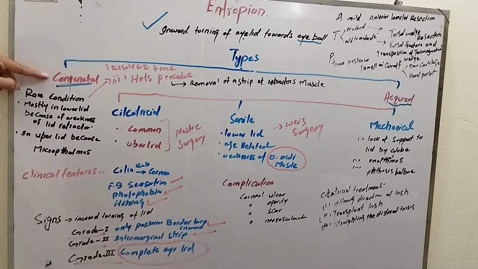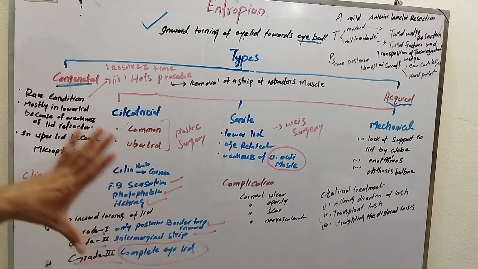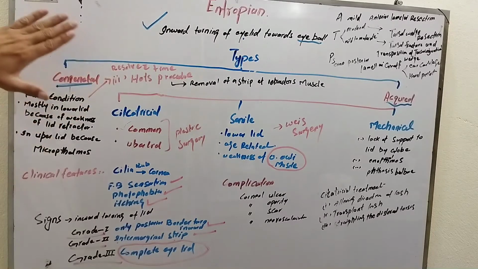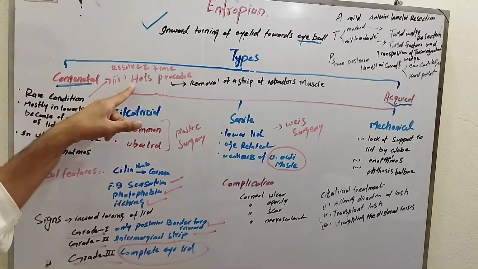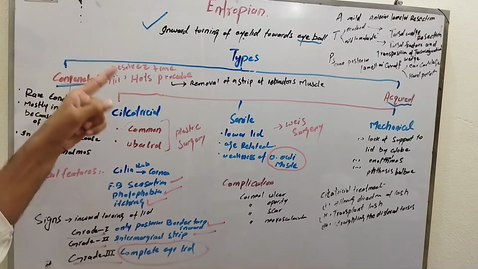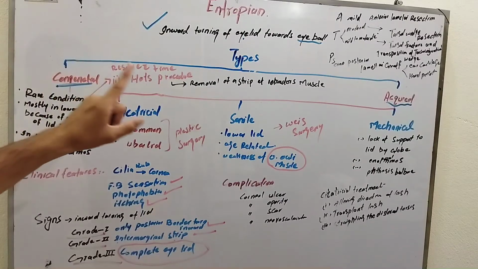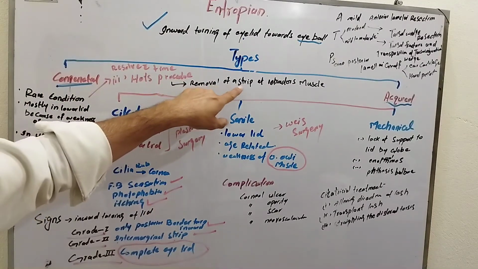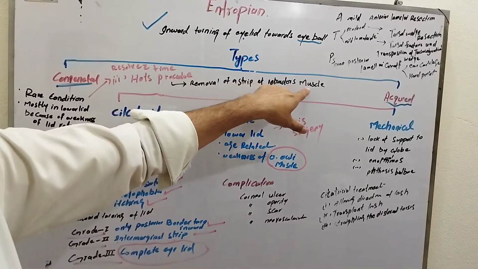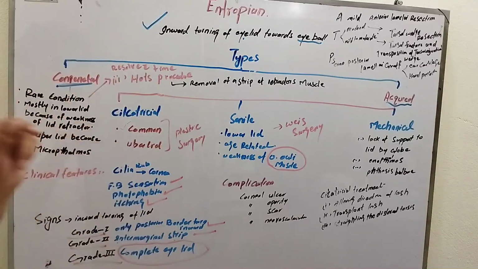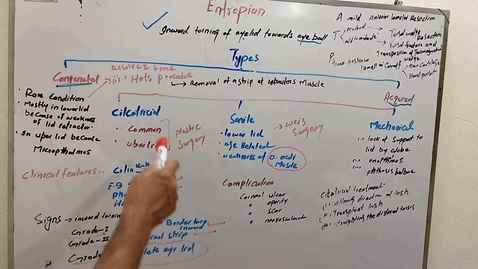First of all, I want to tell you the treatment of congenital entropion. Basically, if you do not treat congenital entropion, most of the time it resolves with time. It will become normal with the passage of time. If it does not resolve with time, then we will do Hart's procedure. What is Hart's procedure? In Hart's procedure, we remove a strip from the retractors muscle. This is Hart's procedure.